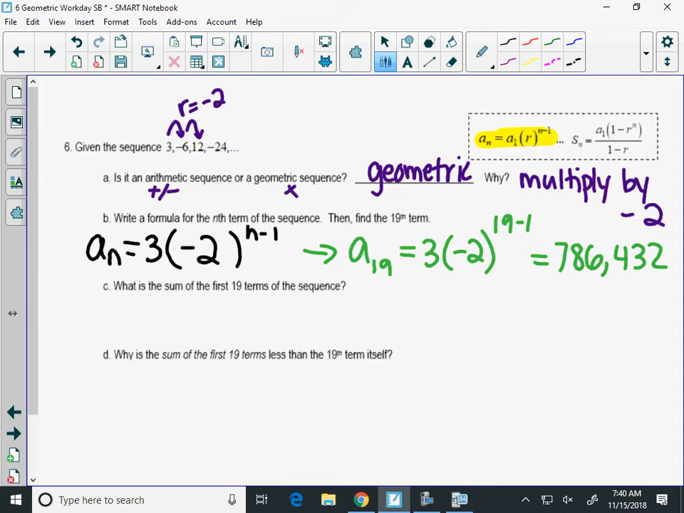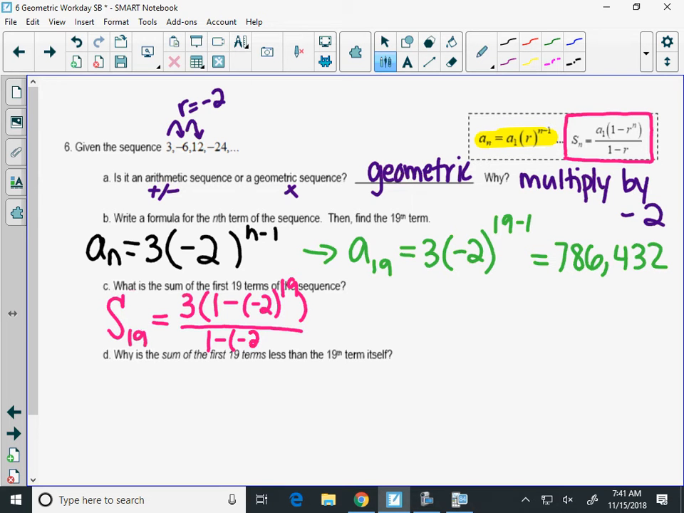Now it says, I know the 19th number. What if I added up every single number in this pattern? Well, when they tell you to add up the numbers of a sequence, you're using the series formula. So we're going to find the sum of 19 terms. Now for this, I need the first term, which again is 3. Then in your parentheses, you're going to do 1 minus. Now our common ratio is negative 2, so I'm going to put my common ratio in parentheses to the nth power, which is 19. And that all goes over 1 minus negative 2.